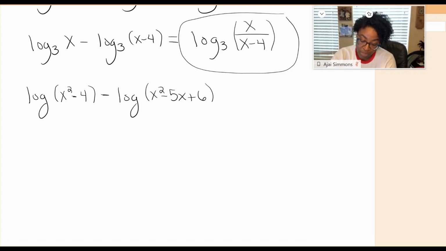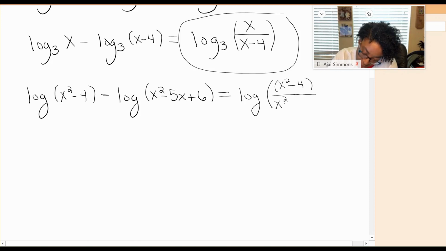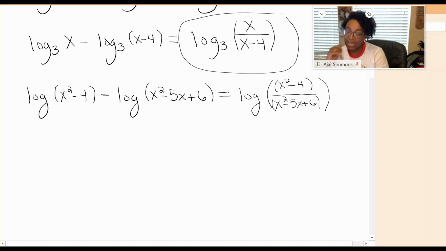So I know that the subtraction sign means division, right? So the log stays the same. This is called a common log. We'll talk about that at the end of this video. So I have log of, at the top, x squared minus 4, and at the bottom, x squared minus 5x plus 6. And instead of me walking away and saying, okay, I've divided them, I'm done, you actually want to make sure they don't reduce. And the way that you see if a fraction reduces is you have to factor the top and factor the bottom. If anything looks the same on the top and bottom, you have to cancel it out, basically.